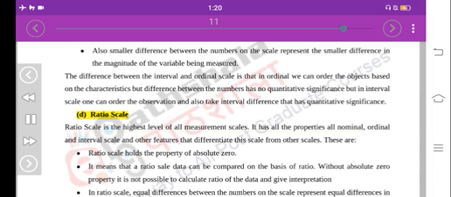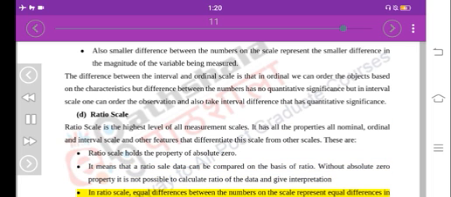D. Ratio scale. Ratio scale is the highest level of all measurement scales. It has all the properties of nominal, ordinal and interval scale and other features that differentiate this scale from other scales. These are: ratio scale holds the property of absolute zero. It means that ratio scale data can be compared on the basis of ratio. Without the absolute zero property, it is not possible to calculate the ratio of the data and give interpretation.